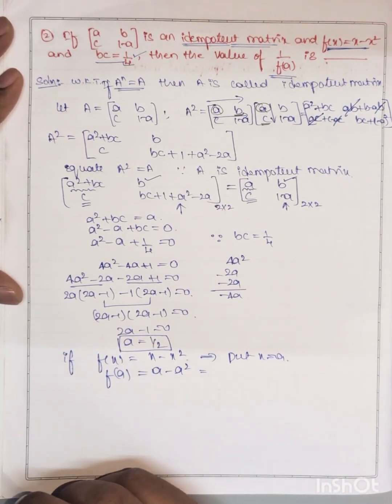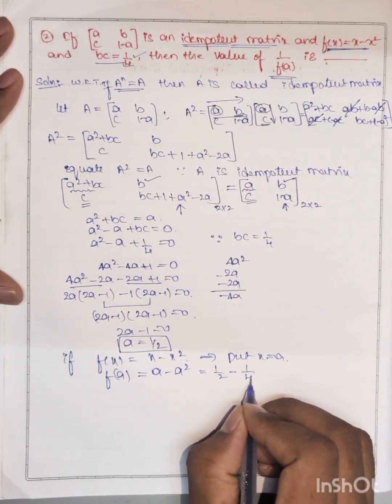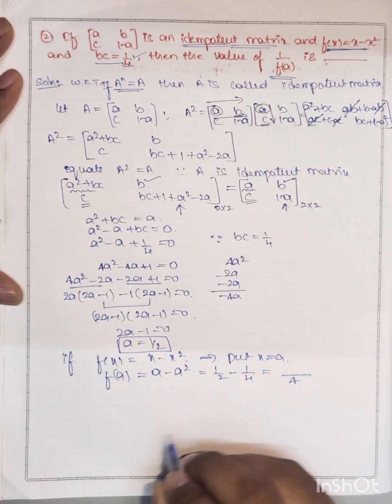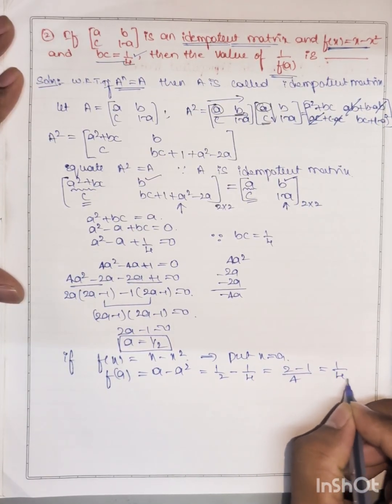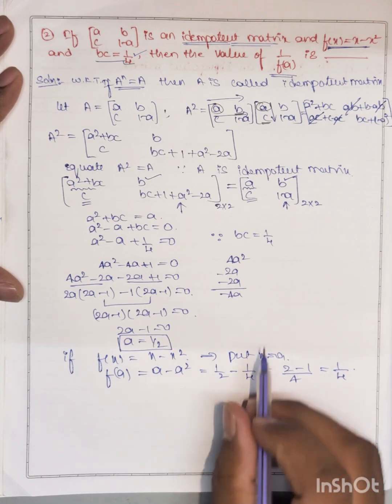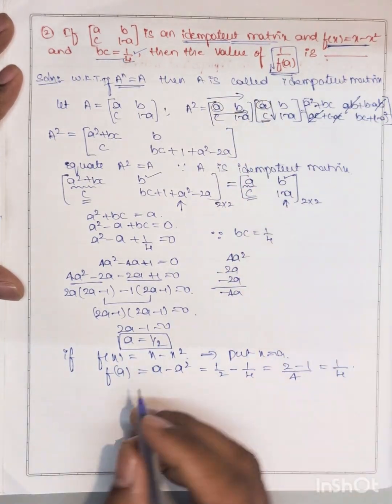Now substitute the value of A. Value of A is 1 by 2 minus 1 by 2 the whole square. 1 by 2 the whole square is nothing but 1 by 4. If I take LCM, we get 4. Numerator will become 2 minus 1. 2 minus 1 is nothing but 1 by 4. If f of A is 1 by 4, what is 1 divided by f of A? This is our intention. We need to find the value of 1 divided by f of A.